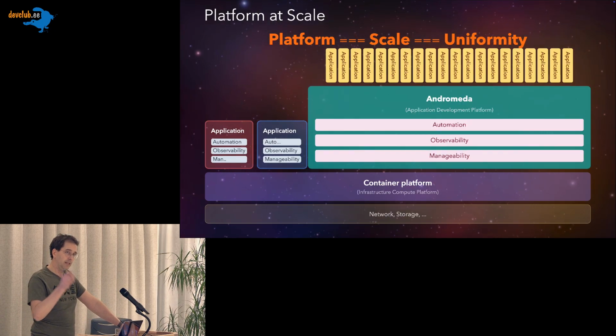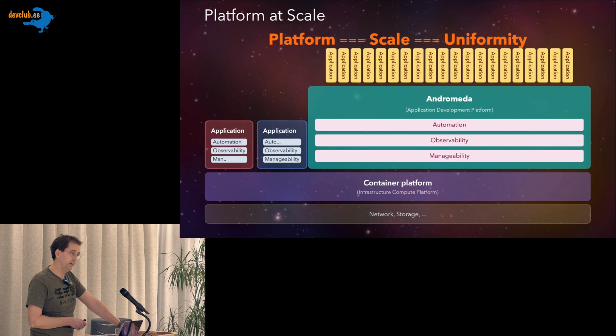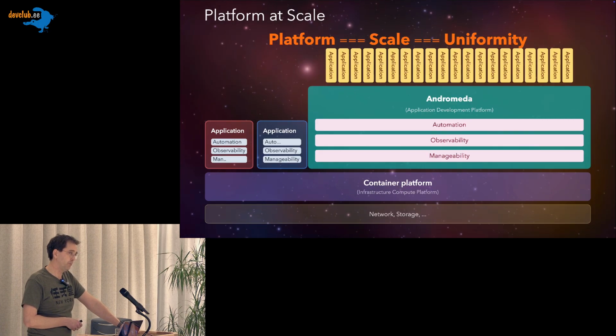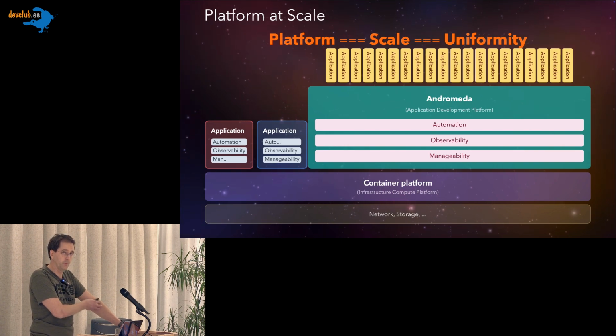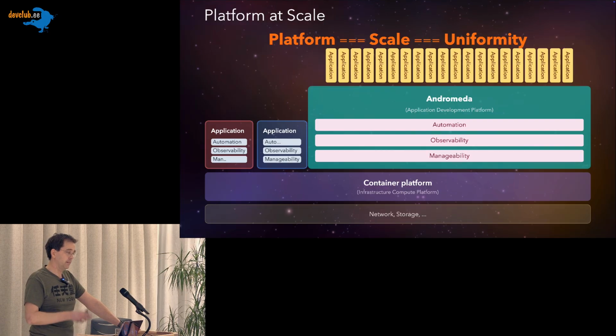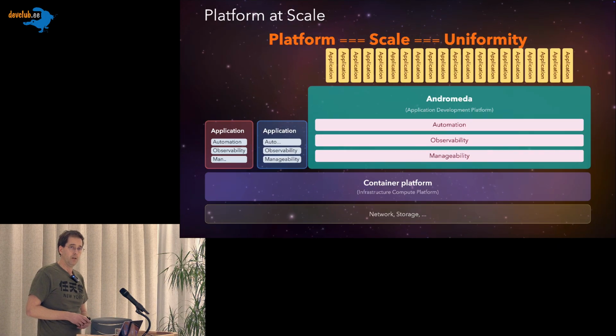But we were in the red and blue thing there on our container platform. People were deploying containerized applications, but they needed to sort everything out. So observability, manageability, automation, pipelines, and everything. And that's where Andromeda then came in and said, okay, here you build on top of that. It's being deployed on the container platform. That, of course, uses network storage and a lot of other things beneath it.